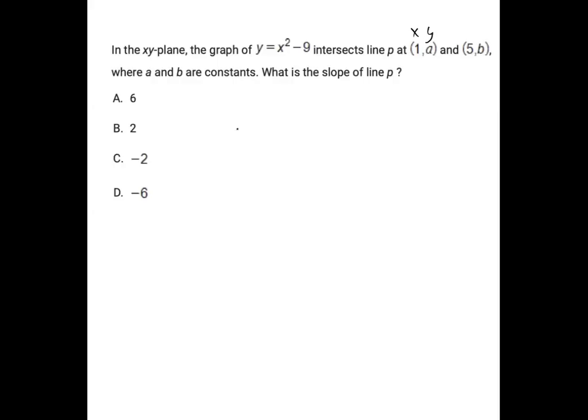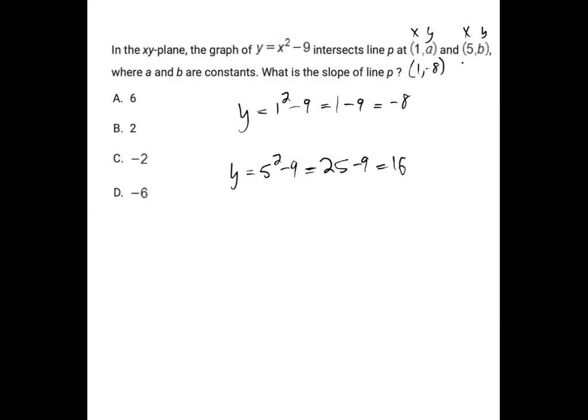So we can just plug in x is 1. y equals 1 squared minus 9, which is 1 minus 9, and that's -8. So we just found out that a is -8. And we can do the same thing with the 5. 5 is our x. So we can say y equals 5 squared minus 9, which is 25 minus 9, which is 16. So when x is 5, y is 16.